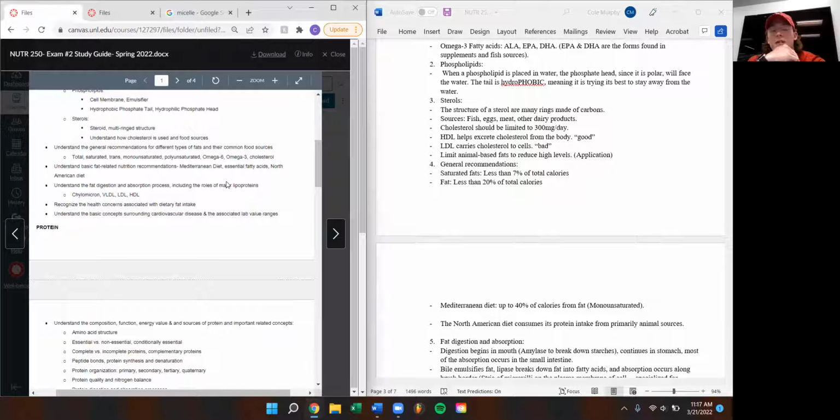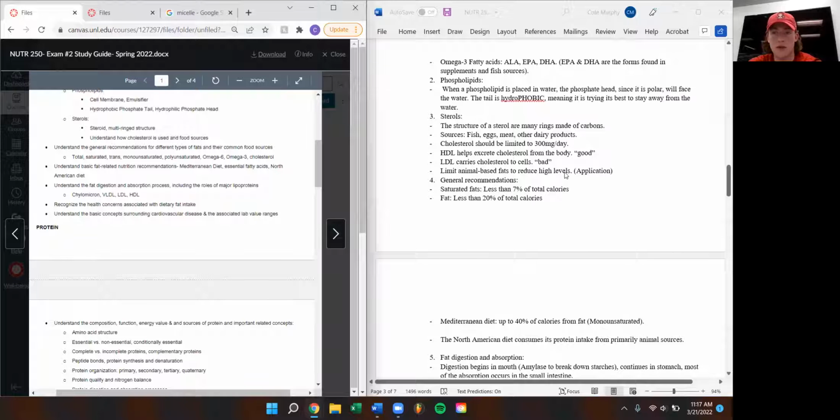So in your slide deck, saturated fats is going to be less than 7% of your total calories, and then fat is just less than 20% of total calories. And then going to the types of diets, looking at the Mediterranean diet, it's up to 40% of calories from fat, and most of these fats are going to be monounsaturated. So the single double bond unsaturated, as we talked about before.